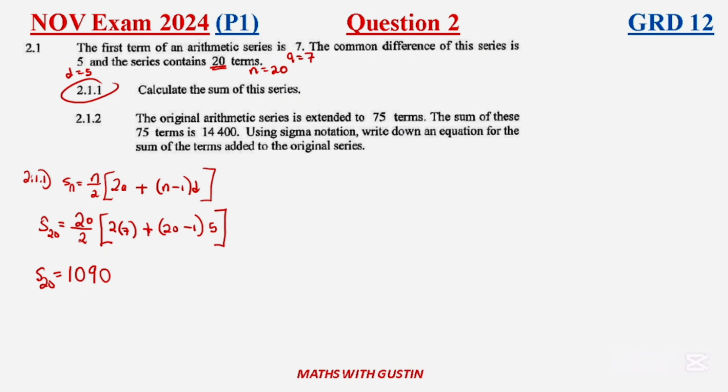All right, so now let's come to 2.1.2. 2.1.2 says that the original arithmetic sequence is extended to 75 terms. The sum of these 75 terms is equal to that. So it means now this is S75. Using sigma notation, write down an equation for the sum of the terms added to the original terms. So now it means the sum of this is added to the original.